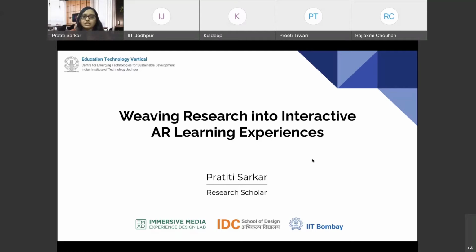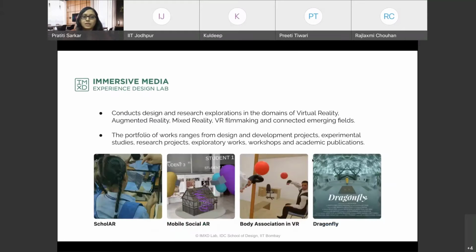I am part of this immersive media experience design lab at IDC School of Design, IIT Bombay. This lab is particularly looking into the design and research explorations in domains of virtual reality, augmented reality, mixed reality, VR filmmaking, and all those domains that connect these different technologies. So it's not restricted to only the education domain, but to various other domains.